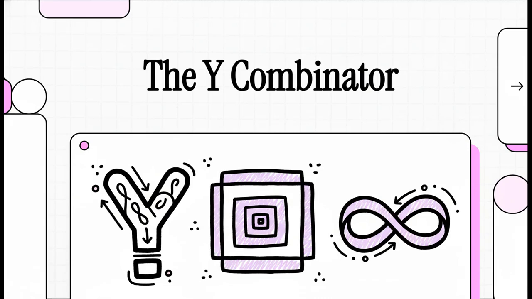All right, today we're going to tackle a concept that's both incredibly elegant and seriously mind-bending, the Y Combinator. It's one of those foundational ideas in computer science that shows us how something we use all the time, recursion, can actually be built from the most basic parts imaginable. So let's dive right in.